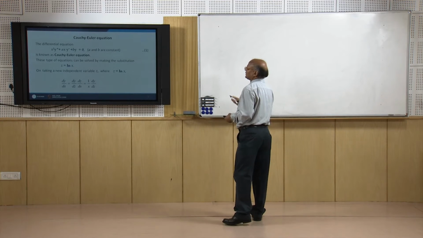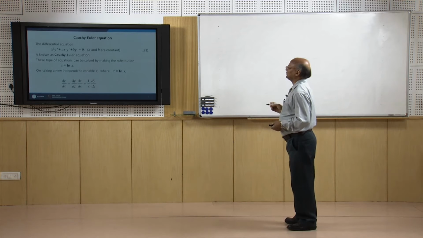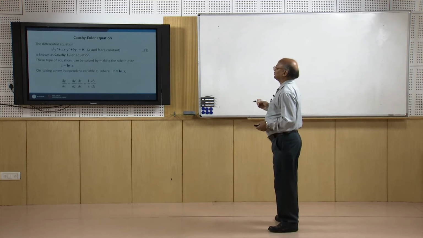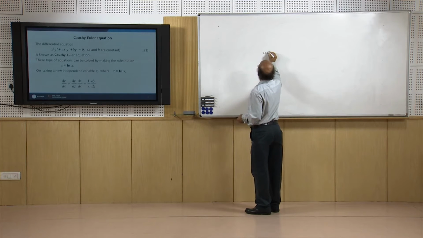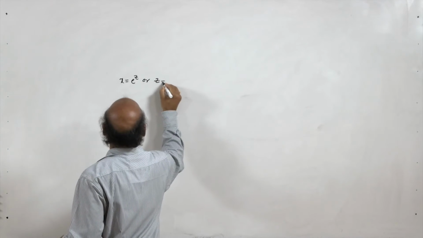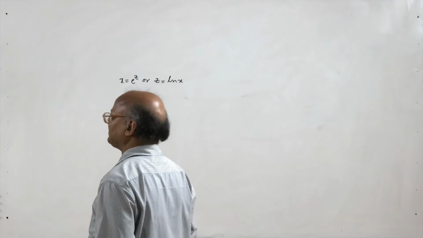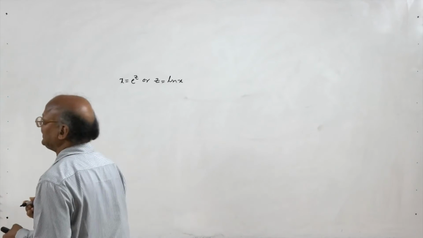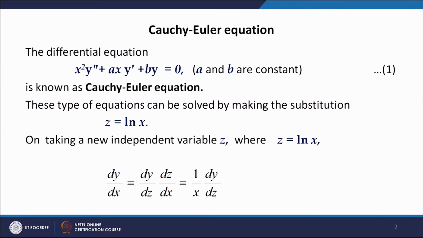So we are changing the independent variable from x to z by considering z equal to ln x, or x equal to e to the power z. Now let us find the derivatives of y with respect to x. When you find dy/dx, we can write dy/dz into dz/dx, and dz/dx, since z equal to ln x, is 1/x. So we have dy/dx equal to (1/x) dy/dz.